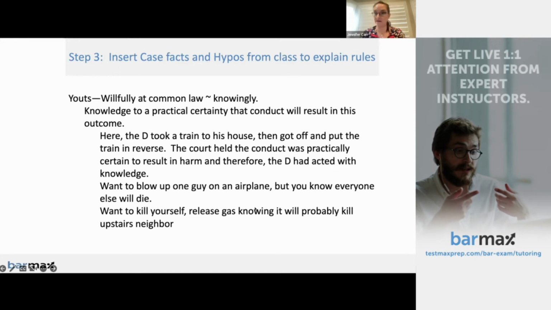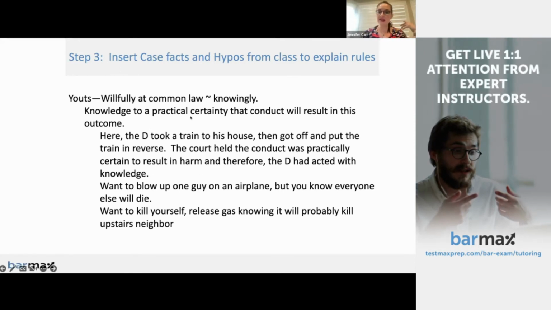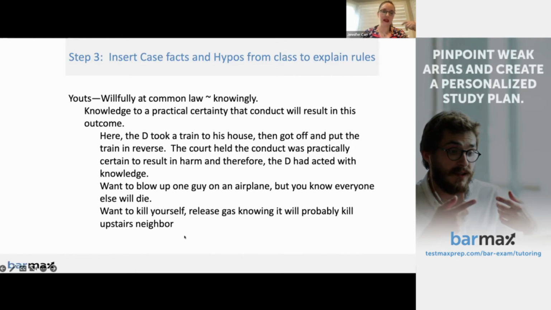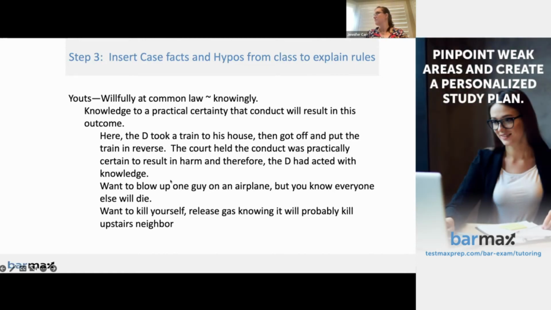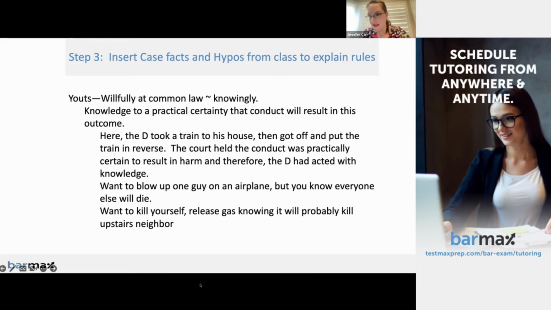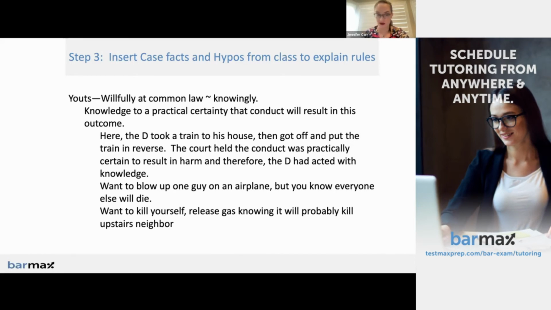But what about the facts? Now I'm going to throw the facts in. And these were the facts from that particular case, Utes. This is facts from a treatise. And then this might be one from class. So you can see how you're going to integrate your class notes into your outline.